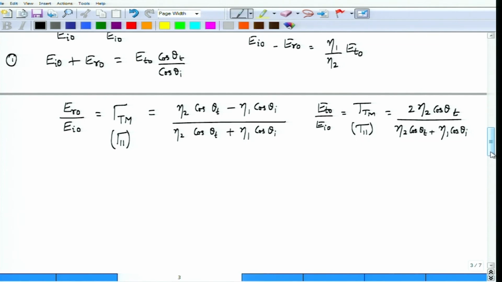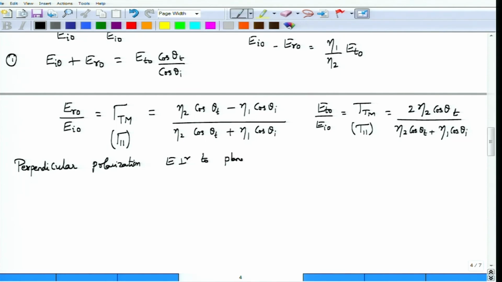Similarly, there is another situation which is called perpendicular polarization, okay. As you can clearly imagine, perpendicular polarization would be the case where the electric field is perpendicular to the plane of incidence, right. So, the electric field is perpendicular to the plane of incidence, and therefore this is called perpendicular polarization, and because the electric field is perpendicular to the plane of incidence, it will be transverse to the plane of incidence, and therefore this is also called transverse electric polarization or simply TE polarization, okay. So, you have TM polarization and you have TE polarization.